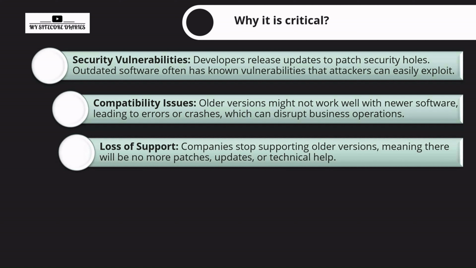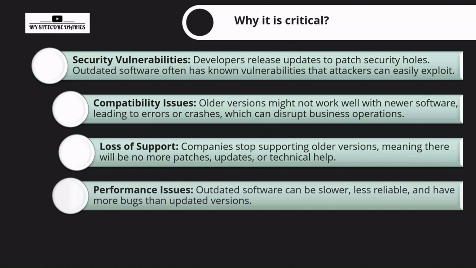Loss of support. The company stops supporting older versions, meaning there will be no more patches, updates, or technical help. So your software version is low. Assume that you are still on the Sitecore 6 version. It is not supported, so there will not be any patches released, any updates done, or any help. So if attackers attack that, then there will be a problem, right? They can exploit your vulnerabilities in that case.